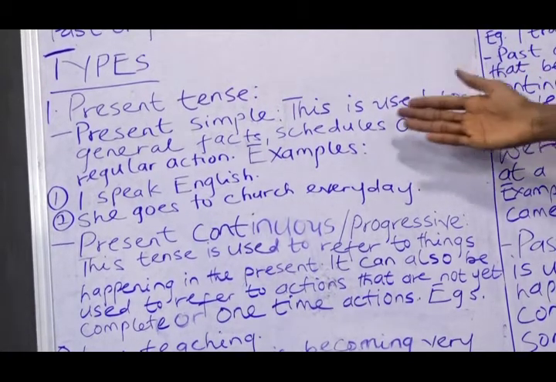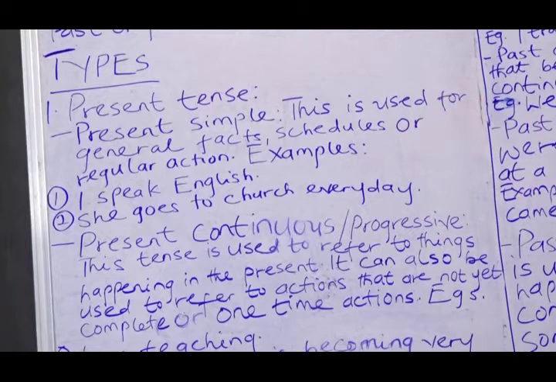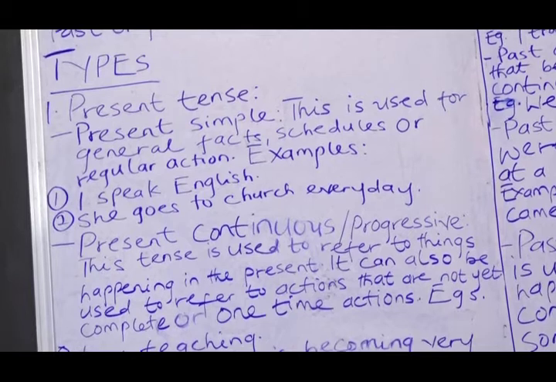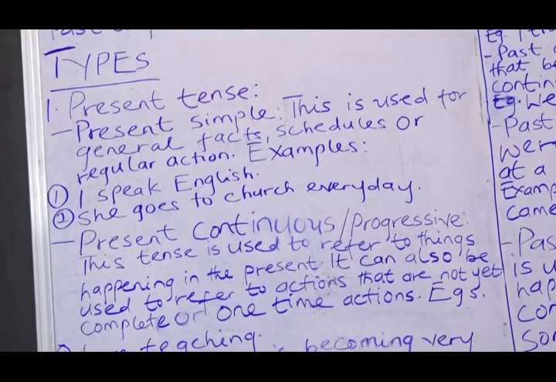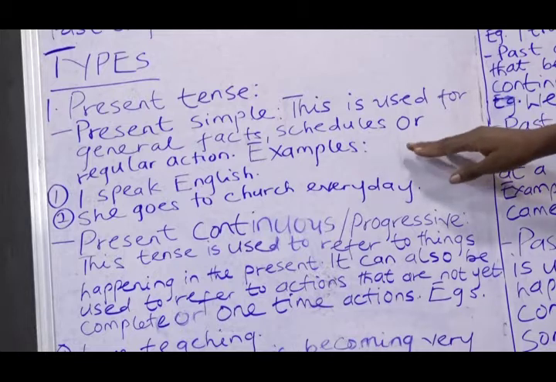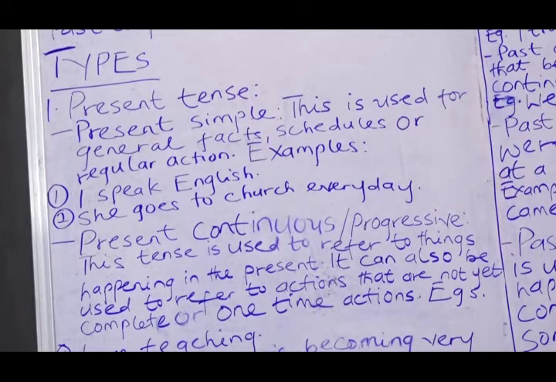Now, there are also schedules. When you talk about schedules, you talk about things that are already arranged, prearranged things. For example, the flight leaves at 6 a.m. every day. So that is a schedule. So that's what makes it the present simple tense.